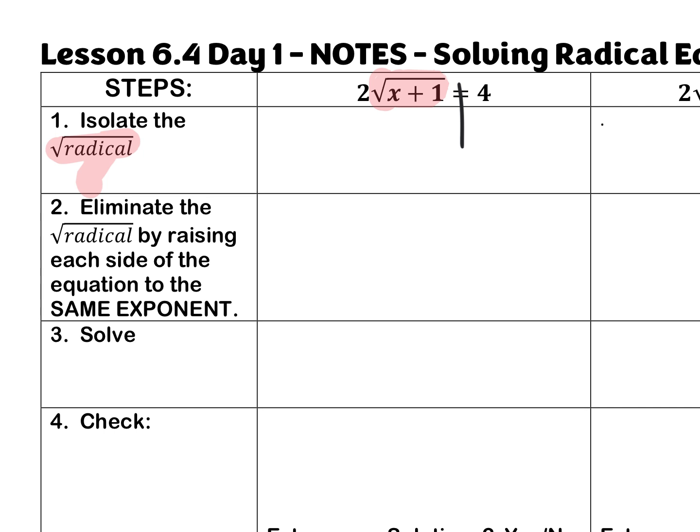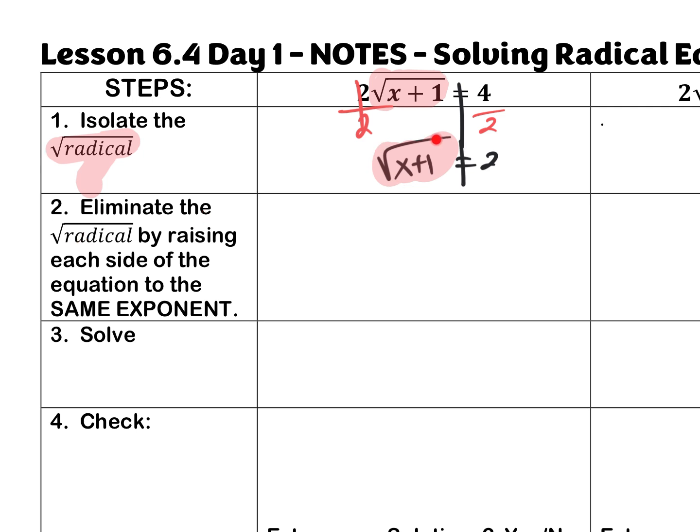If I need to get rid of this 2, notice it's on the front of the radical. That means it's multiplying my radical. The opposite is to divide by the 2. Now I have the square root of x plus 1 equal to 2. So it looks like my radical is isolated. There's nothing outside of it on the left side of my equation. So I can move on to the next step, which is to eliminate the radical.